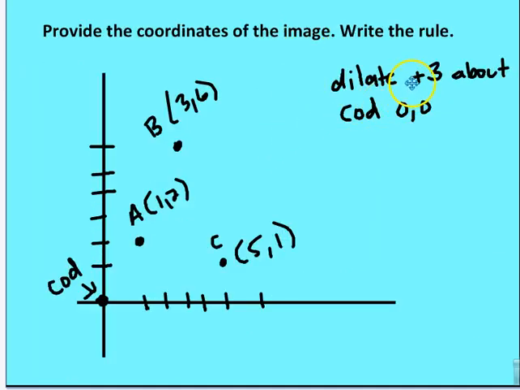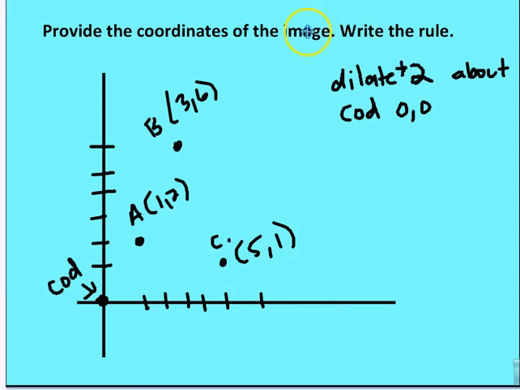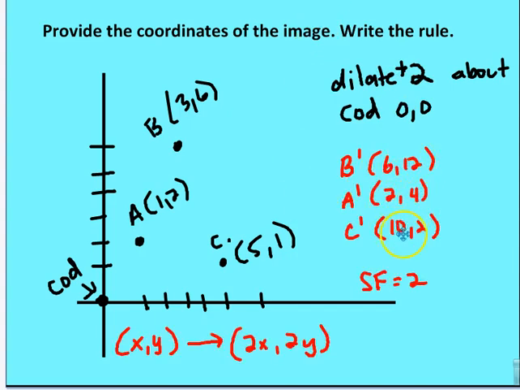All right, so I want you to dilate +3 about the center of dilation. So all we're going to do is multiply each of the x, y values by 3, and it's very straightforward when the center of dilation is at the origin. Not so straightforward when it's not. Okay, so we've done that. 3, 6, 9, 18, 15, 3 are the resultant image values. Let's do the same thing for a scale factor of +2. Okay, 6, 12, 2, 4, 10, 2, scale factor of 2.